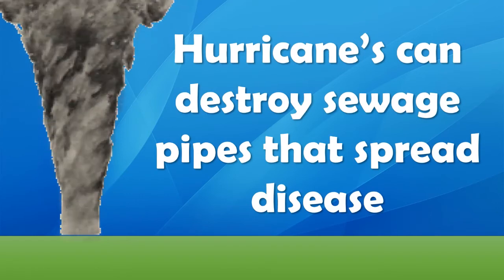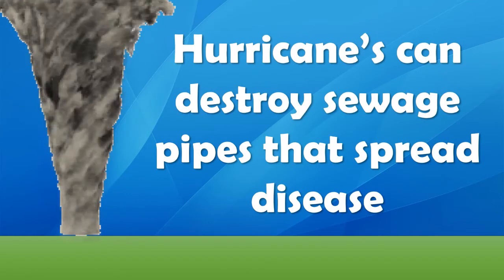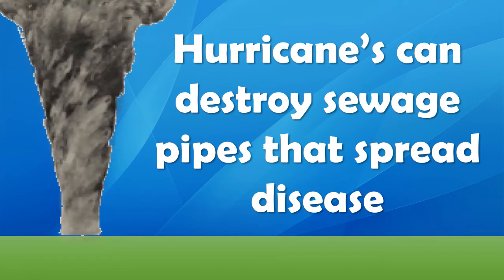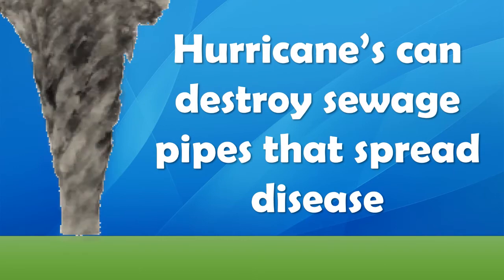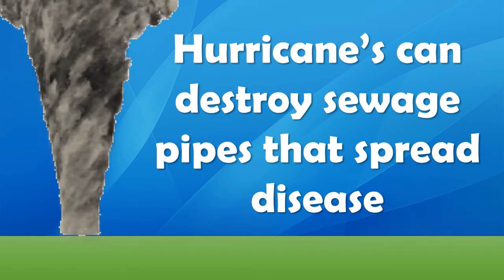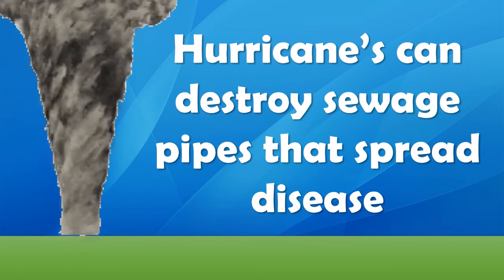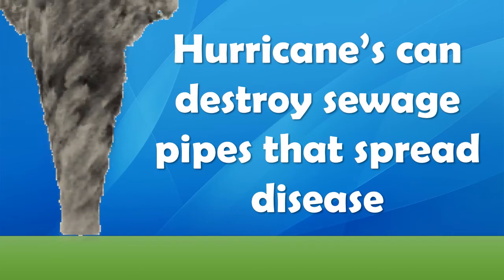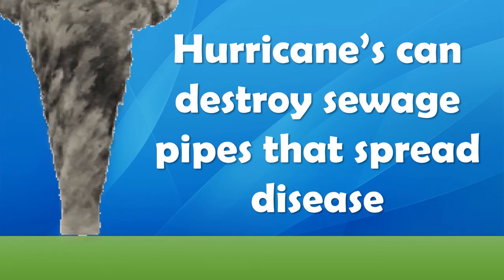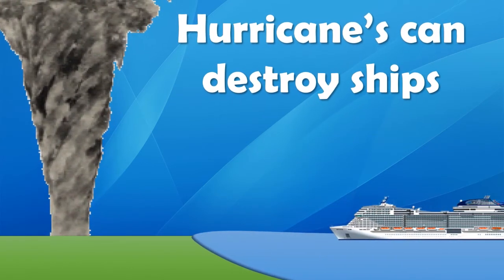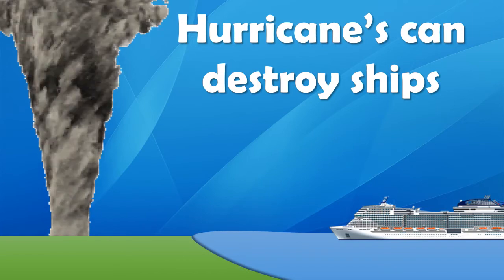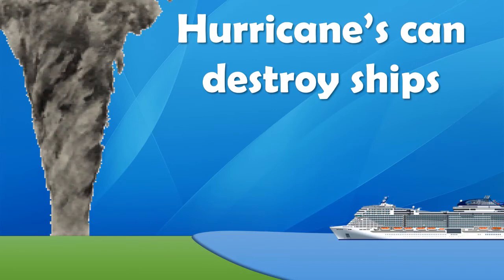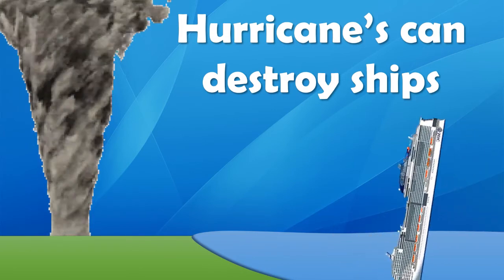Hurricanes can also destroy the sewage pipes and they spread diseases. If you have something which is far away and kept for the right reason away from the water supply, and a hurricane comes along and bursts a pipe and contaminates that water supply, that will spread diseases. So it can destroy people's health by spreading disease. Another one is that hurricanes can destroy ships. If they get too close to the dock where there are ships sailed, you'll find that they'll just get destroyed completely.